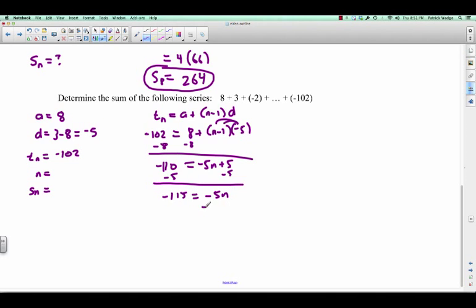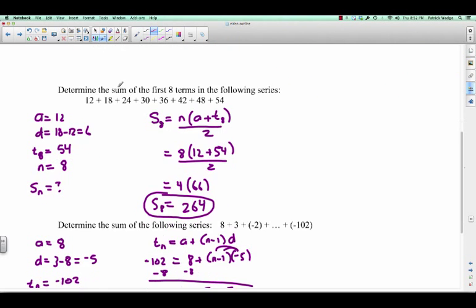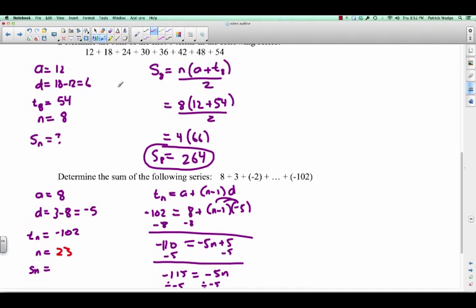Remember, n has to be positive. And it's going to work out being positive because we're dividing by a negative. And if you do that, you will get that it's 23. N is 23. Great, now we know that the n value is 23. Now we can actually use either one of these formulas you want. So again, why don't we use the first one? It's a little bit easier to use.